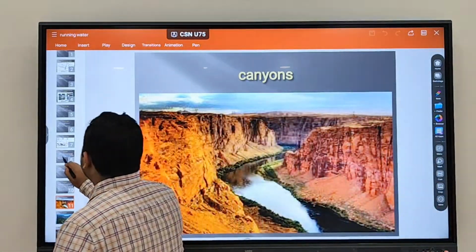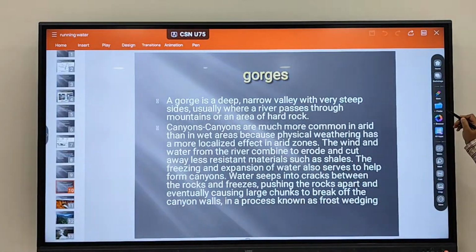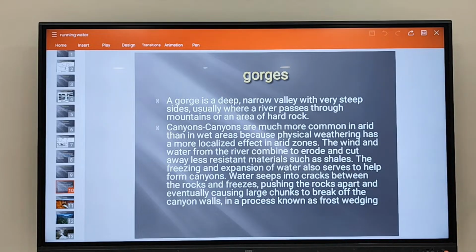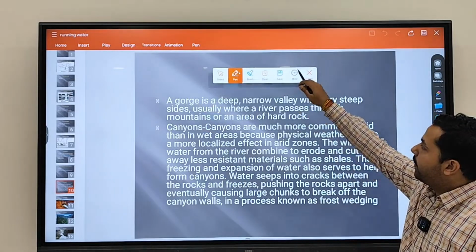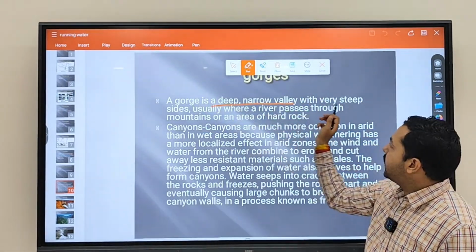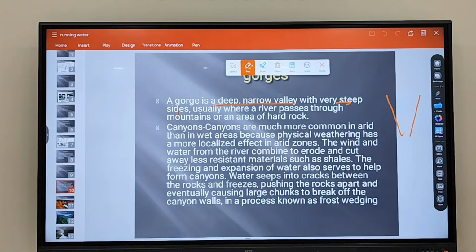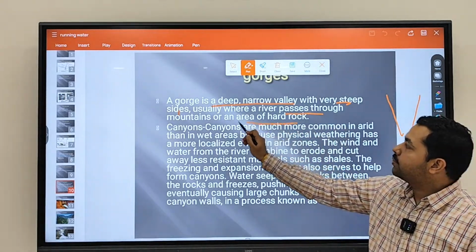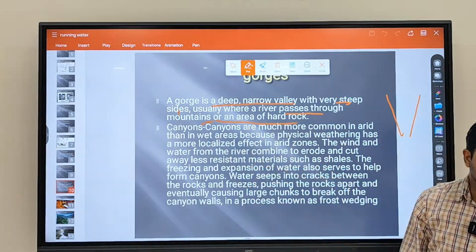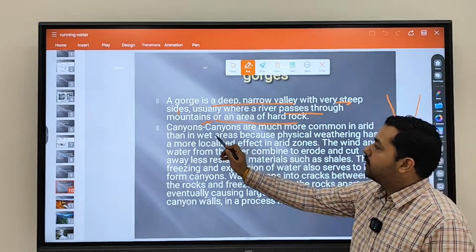So here you are finding the definition of a gorge. What we have written: a gorge is a narrow channel. It is a deep narrow valley with very steep sides. Steep sides means mountains are there. Usually a river passes through a mountain or an area of hard rocks, so the river is not able to erode sideways. That's why the river passes through an area of hard rocks. Fine.